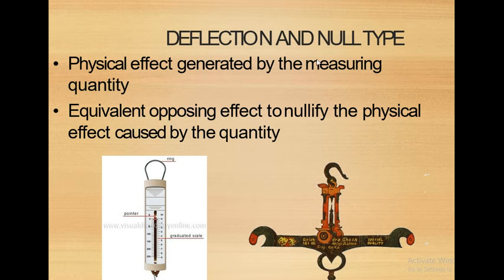And there is another type of instrument, that is a null type of instrument. Here an equivalent opposing effect is applied to nullify the physical effect caused by the quantity. Means what we have to do is give an equivalent opposing effect to nullify the physical effect caused by the quantity. The same physical effect should be given to nullify it, that is the null type of instrument, so that it can measure unknown quantities. So this is the null type of instrument.